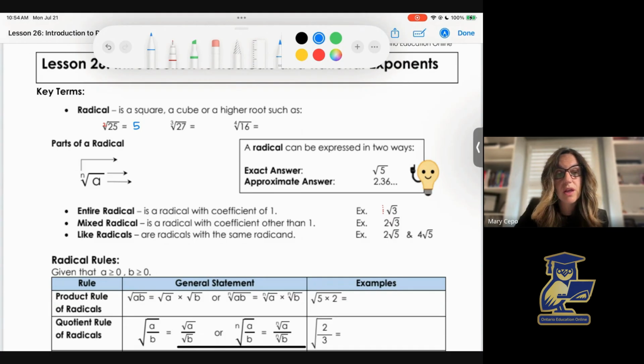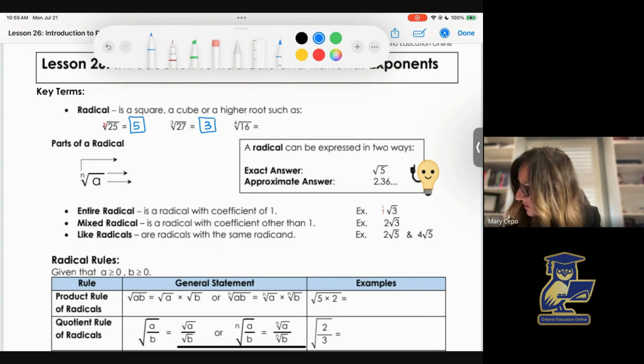Now, if we're looking at the cube root of 27, we have to think of a number multiplied by itself 3 times to give us 27. So that would be something like 3 times 3, which is 9. 9 times 3 is 27. So the cube root of 27 would be 3. And now if we look at the fourth root of 16, we have to think of a number multiplied by itself 4 times to result in the number 16. So that would be 2 times 2 is 4, 4 times 2 is 8, 8 times 2 is 16. So the fourth root of 16 would be 2.